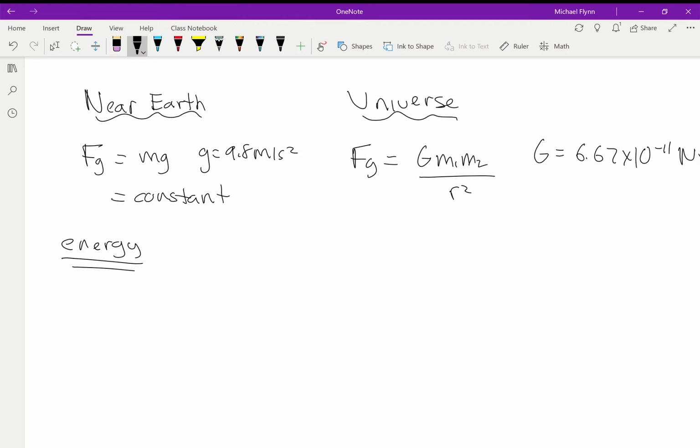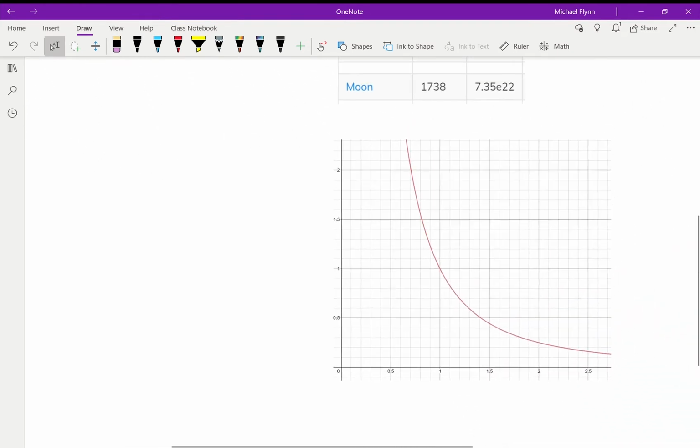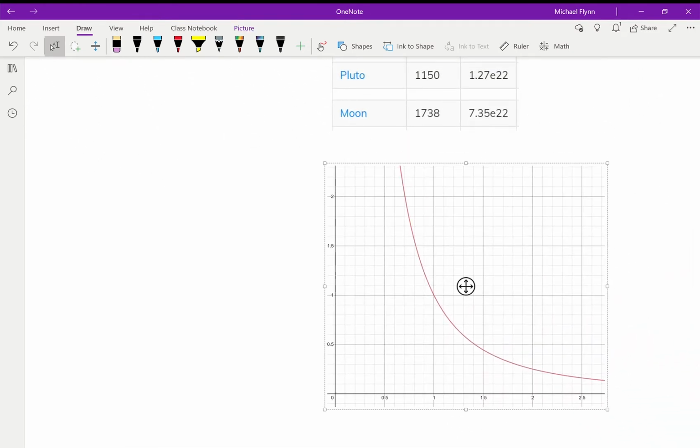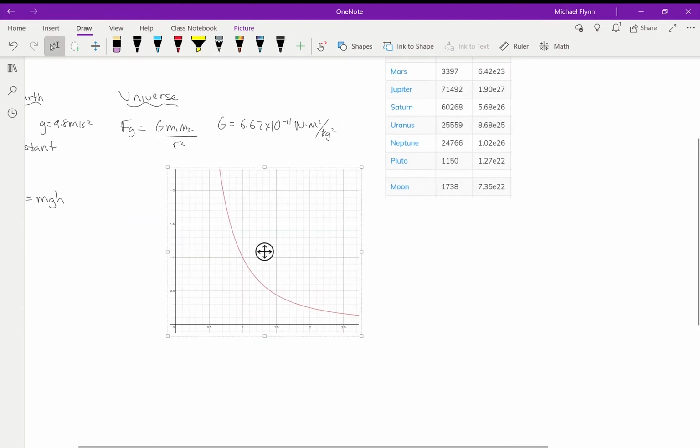For energy, we just did it like this. We said that the work done by gravity would equal the gravitational potential energy in a system, and we've been using mgh, where h is the height. That's pretty straightforward. But how do you do it for universal gravitation? Well, here's the deal. I've got a little graph here, and I'm going to move it into the picture, if it'll let me.